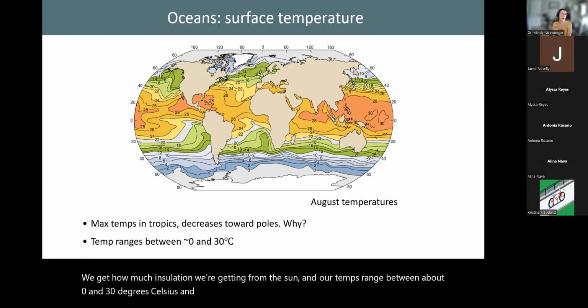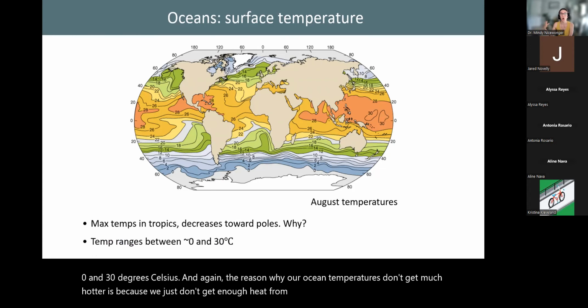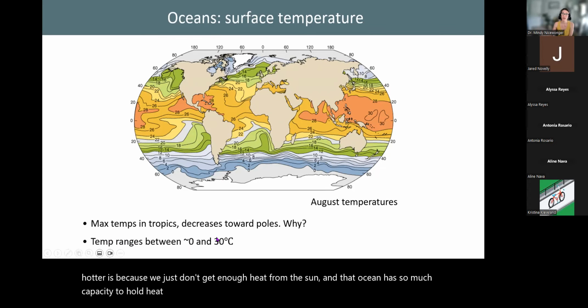And again, the reason why our ocean temperatures don't get much hotter is because we just don't get enough heat from the sun. And that ocean has so much capacity to hold heat. Of course, the oceans are getting a little bit warmer now with climate change, but this is kind of the range that we see.